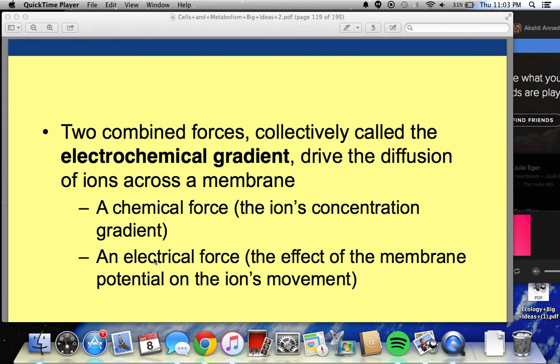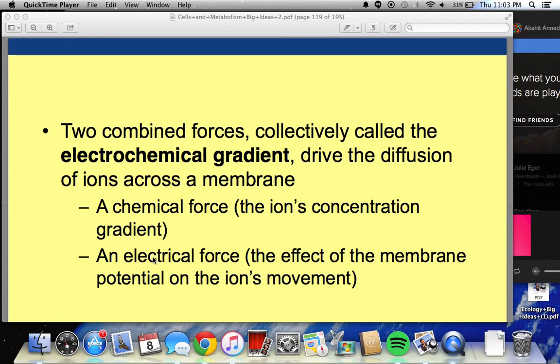And there's also an electrical force because positive molecules want to go to the negative side of the membrane, and negative molecules want to go to the positive side of the membrane. So if you try to go against that, that's also going against the gradient, so it also is a form of active transport.